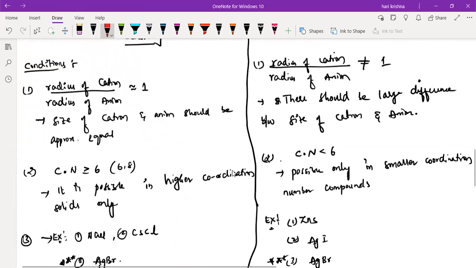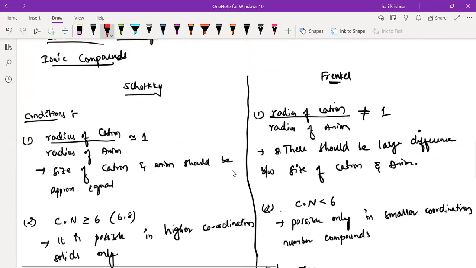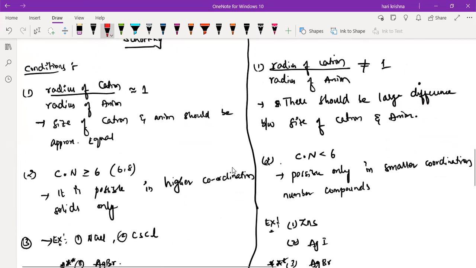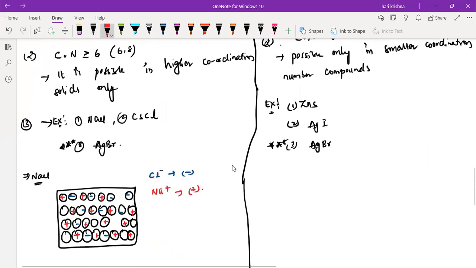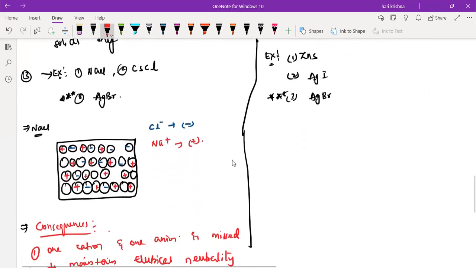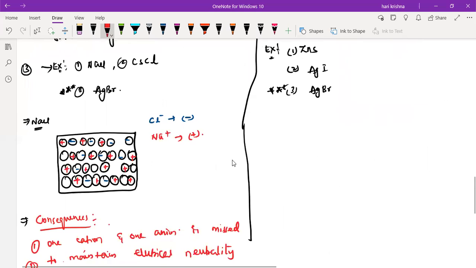Okay, sir. So what is the main condition for the Frenkel defect? The radius of cation should not be equal to the radius of anion. It is possible only in the case of coordination number less than 6. Examples are ZnS, AgI and AgBr. Suppose if you draw the diagram of ZnS, it looks like this.